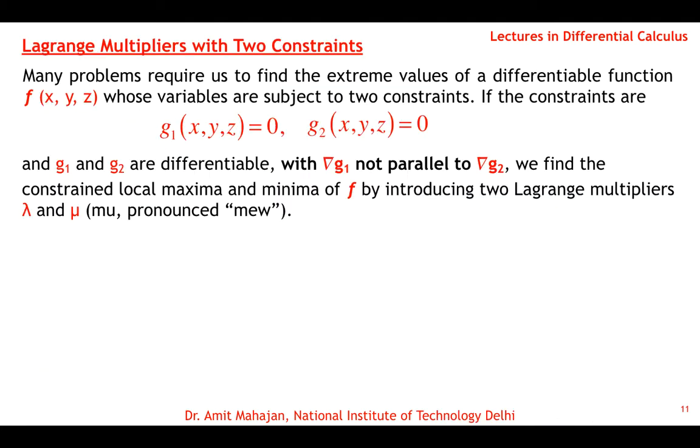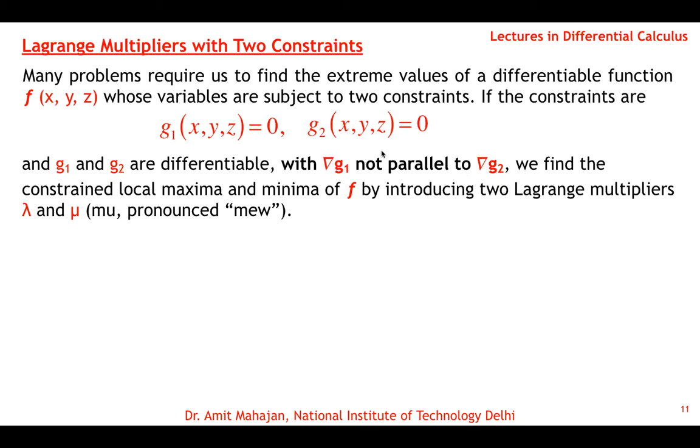The method can be extended when you have more constraint conditions. For example, many problems require us to find the extreme values of a differentiable function f whose variables are subject to two constraints, say g1 equal to 0 and g2 equal to 0, and both g1 and g2 are differentiable with the gradient of g1 not parallel to gradient of g2.